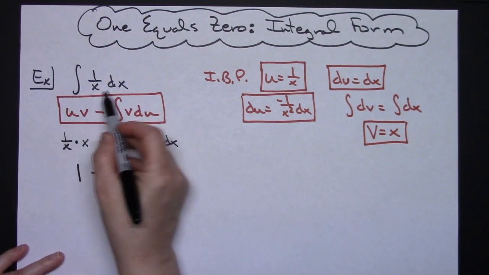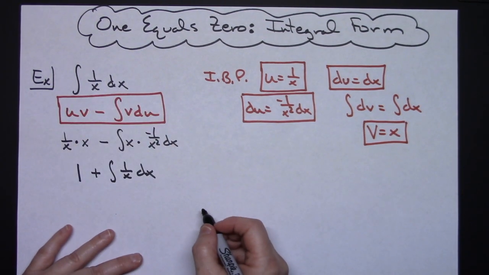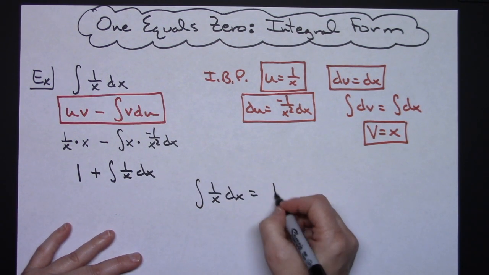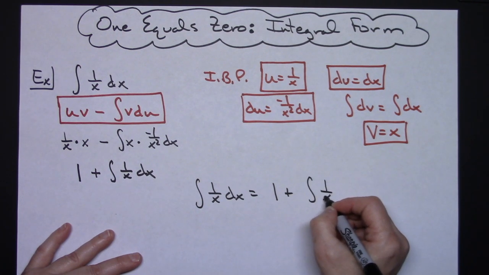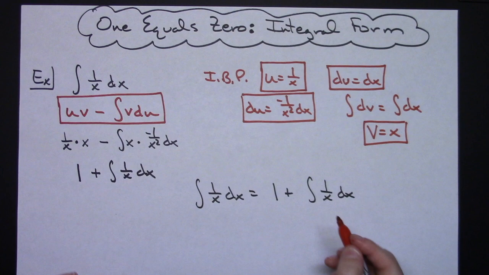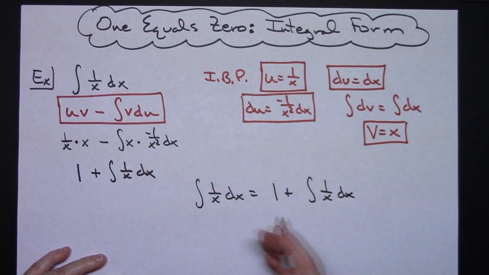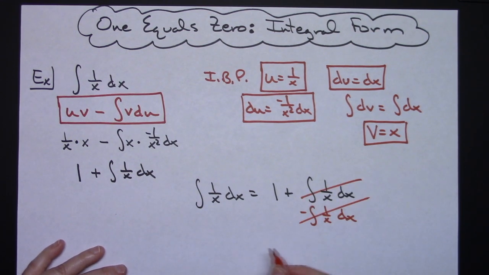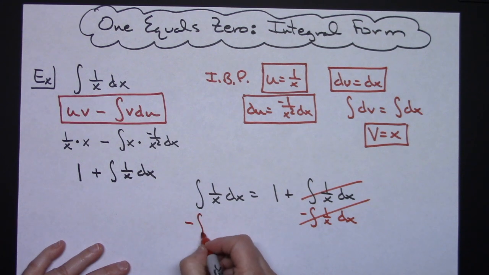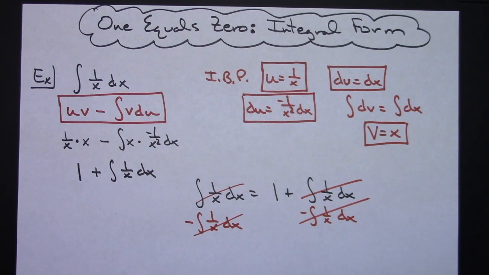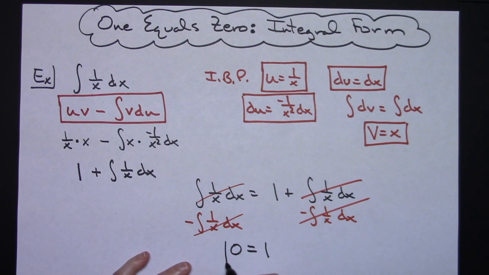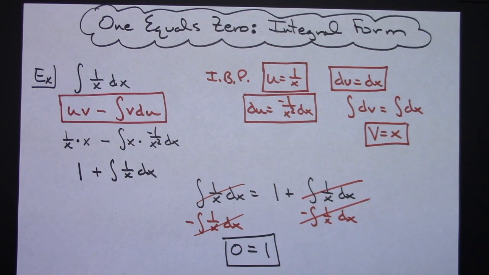So this integral equals this integral, so let's come down here and write that. I'm going to have the integral of 1 over x dx is equal to 1 plus the integral of 1 over x dx. Now, if I go ahead and I subtract the integral of 1 over x dx from both sides, that means it's going to cross out on this side, and then I'm going to subtract the integral of 1 over x dx over here on this side. Quantity minus quantity there is going to give me a 0 on this side is equal to a 1 on this side. So there we have 0 equaling 1.